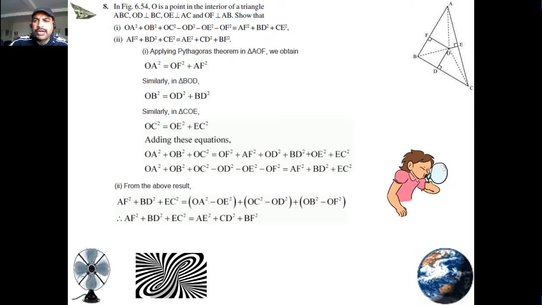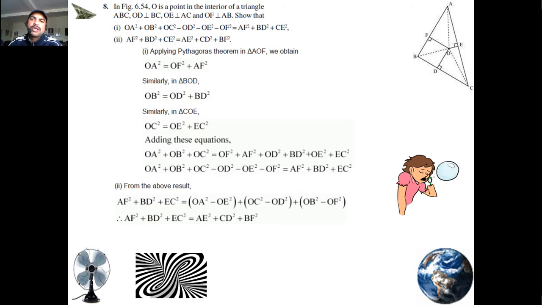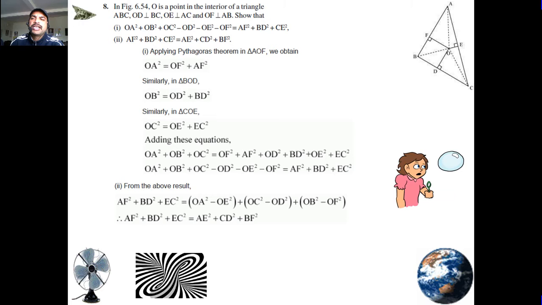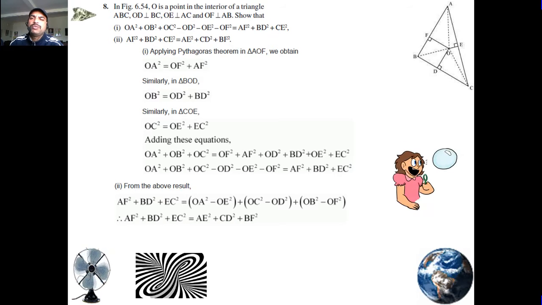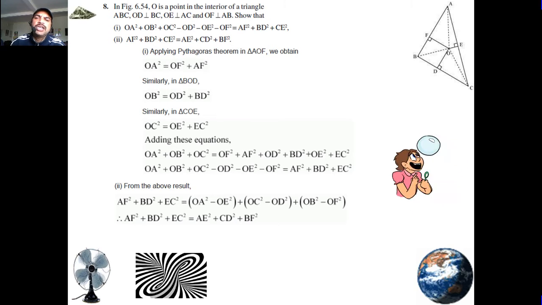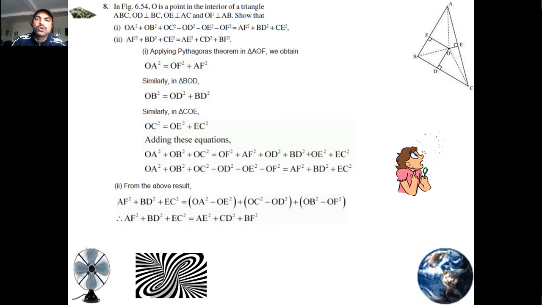Now students, question number 8, figure 6.54. O is a point in the interior of triangle ABC. OD is perpendicular to BC, OE is perpendicular to AC, and OF is perpendicular to AB. So here is the triangle.